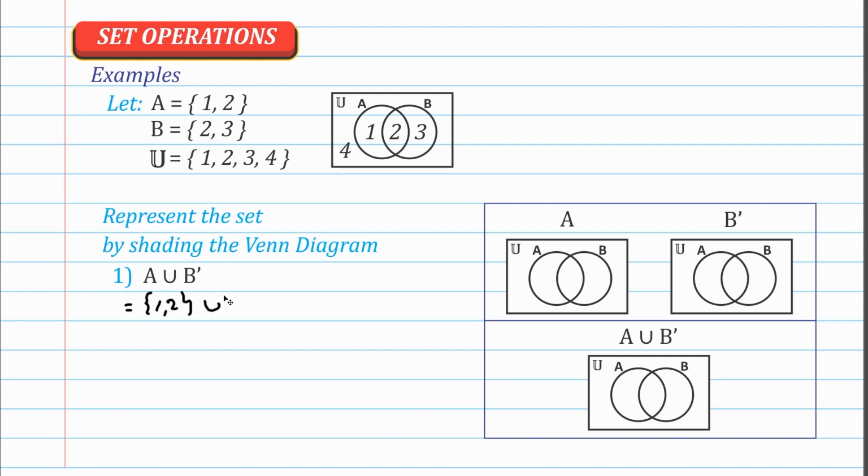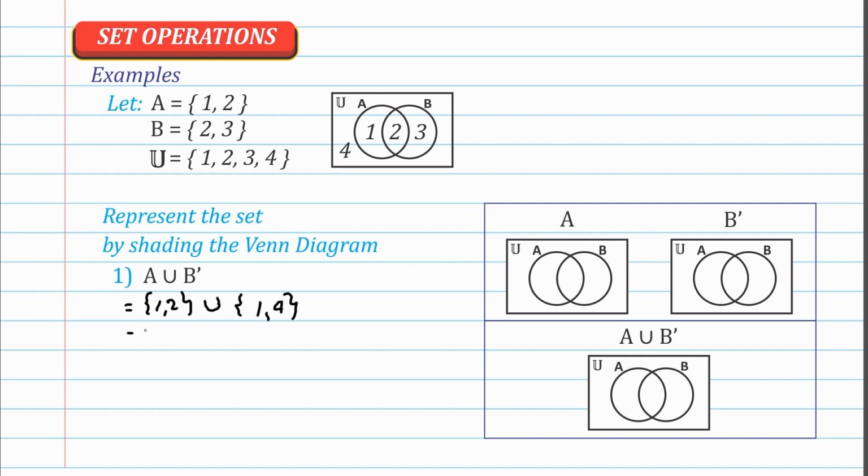Union B prime. Pag sinabing B prime, ano na nga ibig sabihin? It means outside B. Take note of our shortcut. Now, pwedeng bilisan na lang natin. Let's immediately write the elements outside B. Wala sa B. Na nasa universal set, these are 1, 2, 3 nasa B, and 4. So that's B prime, outside B.